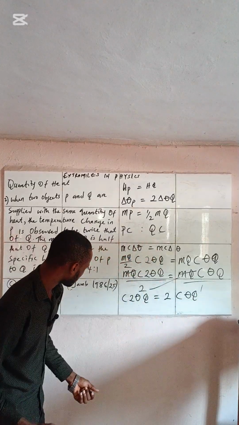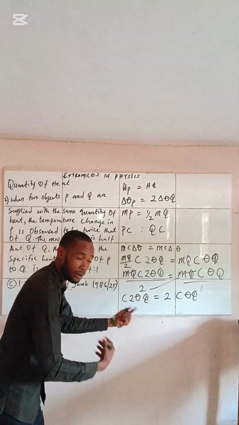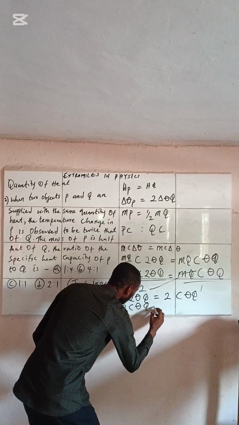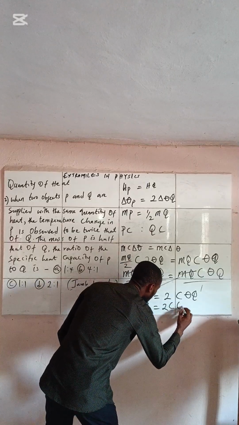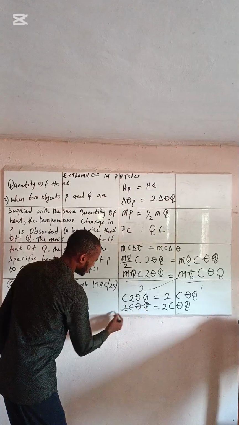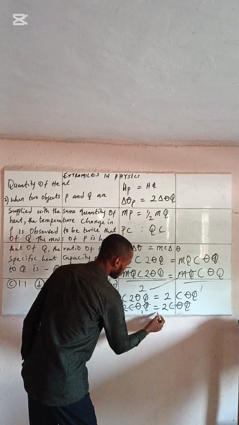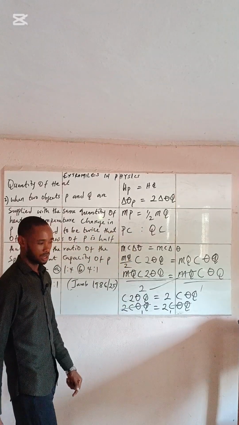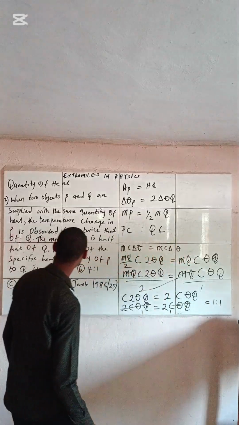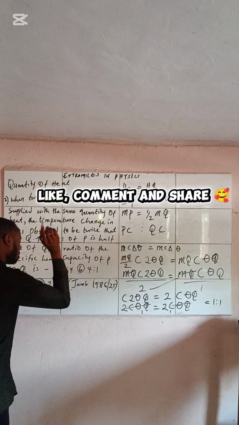Now look at these two things. They are the same. So I can write 2 C theta Q equals 2 C theta Q. Since they are the same, if this divides itself, it will have 1. If this divides itself, it will have 1. That means their ratio will be 1 is to 1. With this, the answer becomes what option? Here we are.